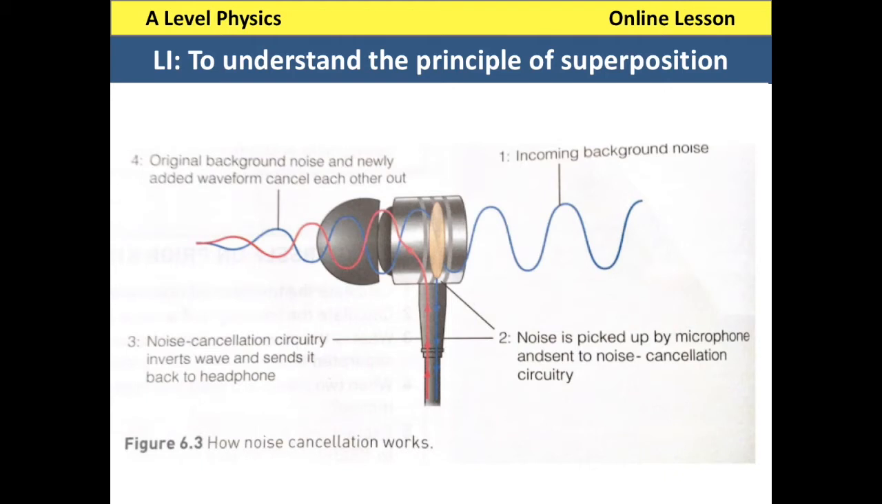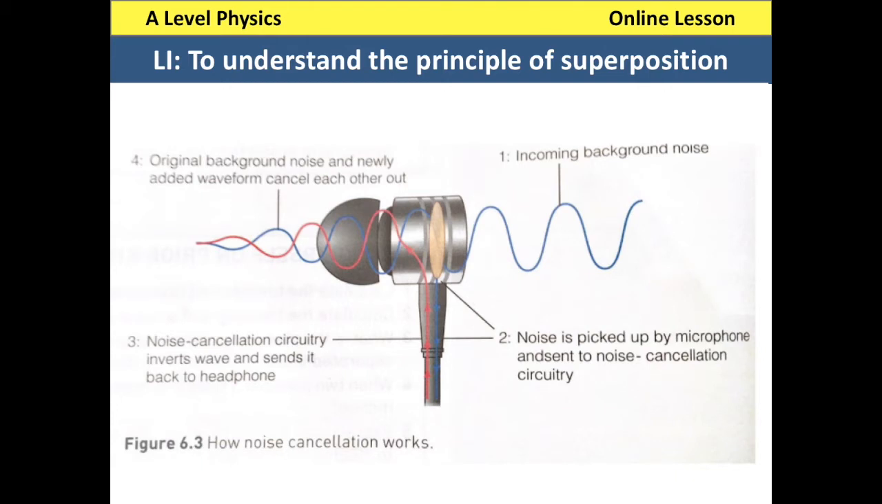That noise is picked up by the microphone and sent to noise cancellation circuitry, which essentially inverts the wave, which means swaps it round. And it then sends it back to the headphone. The original background noise and the newly added waveform will then cancel each other out by interfering destructively with each other because of superposition.